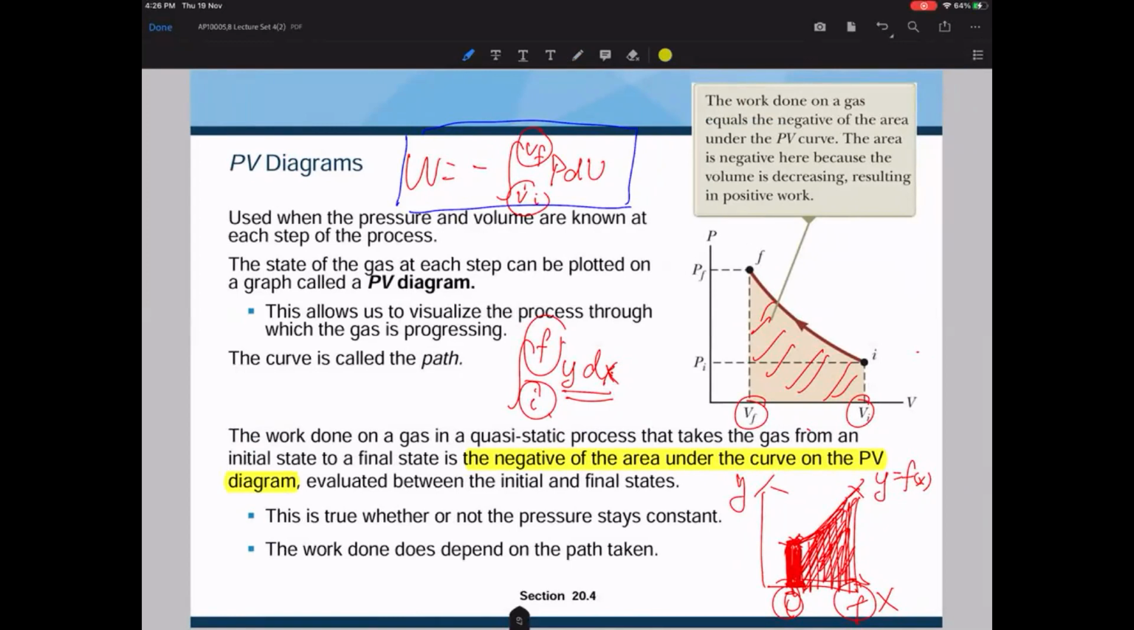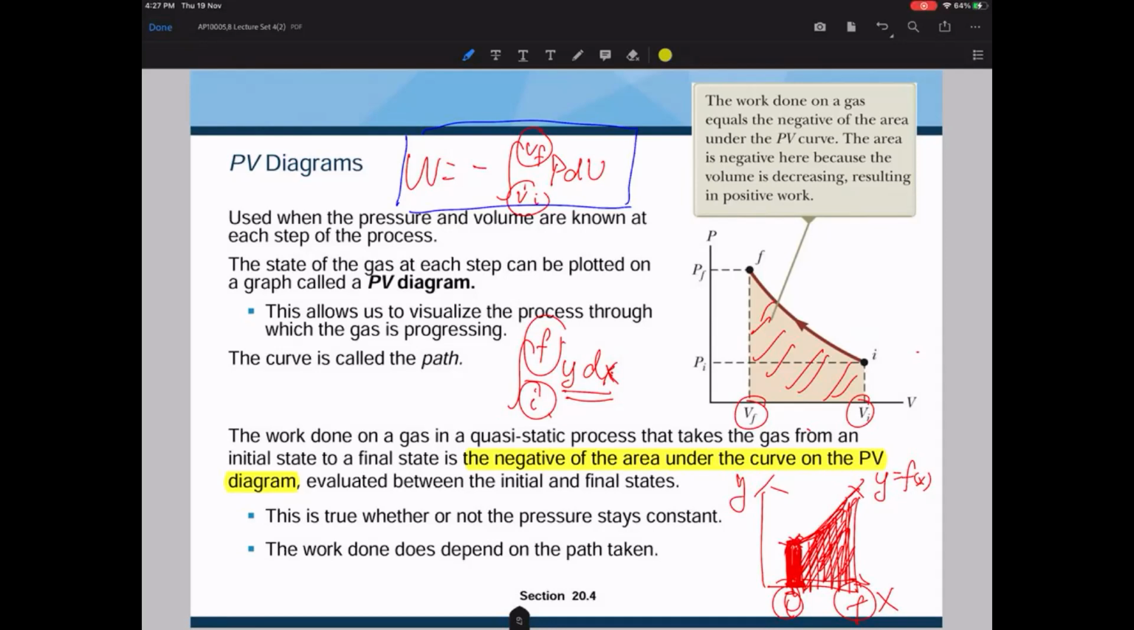That is the physical meaning of the equation. It is the negative of the area under the PV diagram. Wow. When you consider the area, you always consider a positive value. But here I'm telling you, when we are doing the integration, the direction is important.